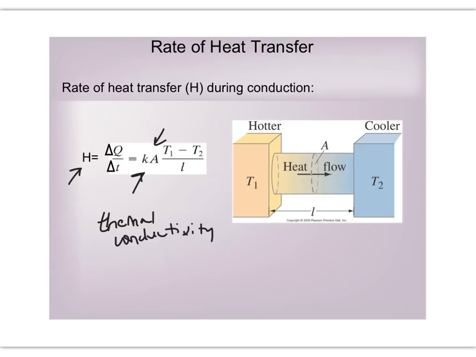And then times A, which is going to be the cross-sectional area, times the difference in temperature between the 2 points of interest, divided by L, the distance between those 2 points of interest, which is shown here. Since H, the rate of heat transfer, is delta Q over delta T, H's units is going to be in joules per second, which is equivalent to a watt. So H is going to be in watts.